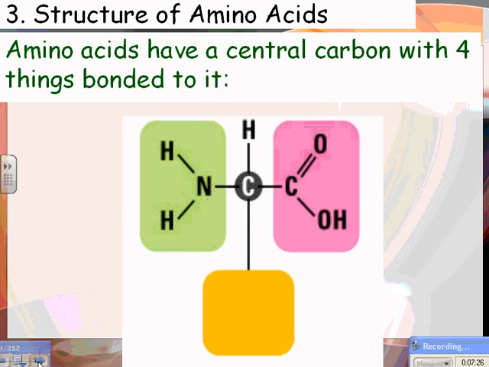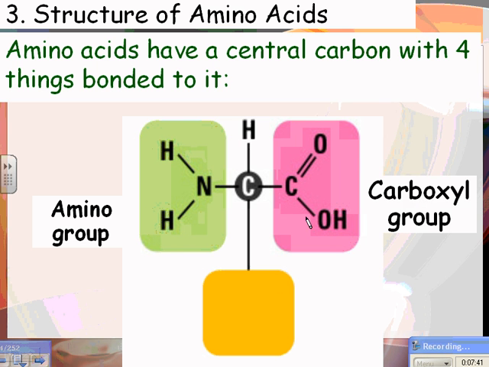Okay, the structure of amino acids. Amino acids have a central carbon, that's this, with four things bonded to it. There's an amino group, that's this. When we talked about functional groups, I told you the amino group would be important. And here's the carboxyl group, COOH, or you might have seen it written in the last slide as COO minus. Either one is the same, and don't get too hung up on how you write it.